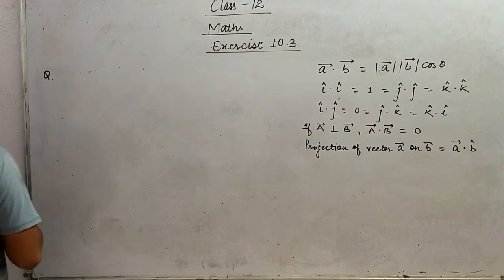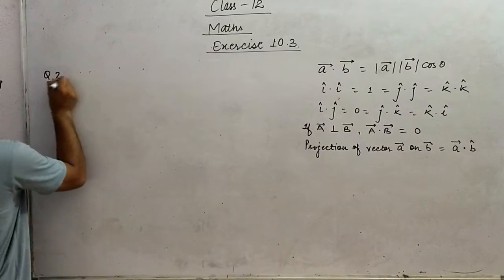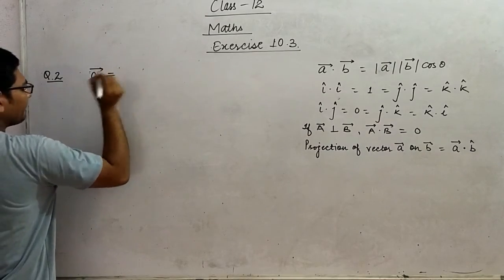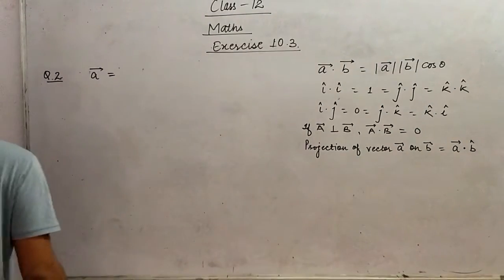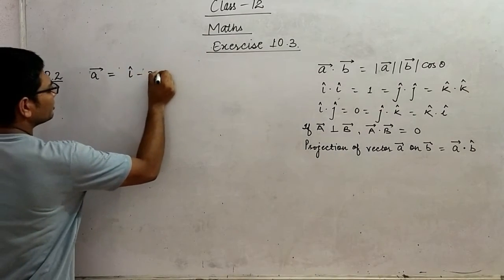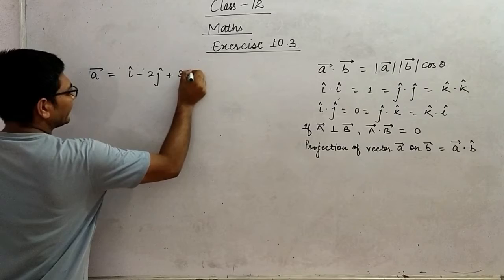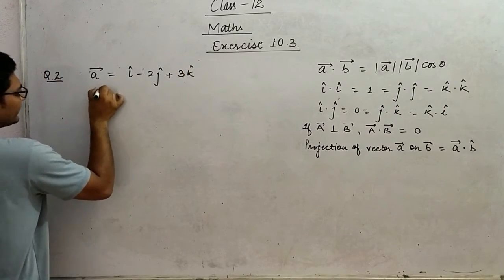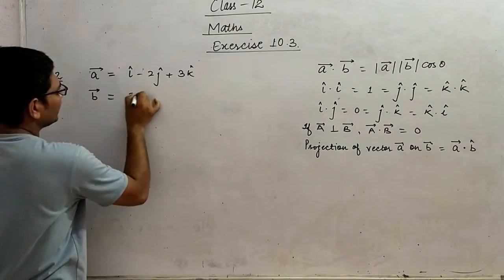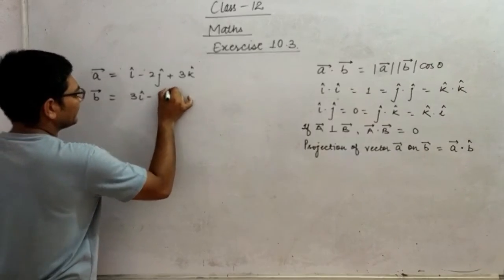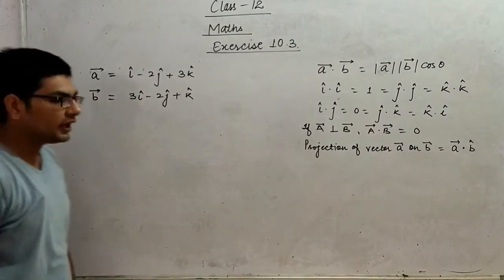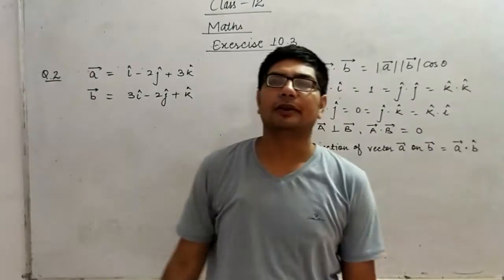In question number 2, we have to find the angle between two vectors. Let the first vector be a, given as i cap minus 2j cap plus 3k cap, and the second vector is given as b cap equals 3i cap minus 2j cap plus k cap. This is vector b.